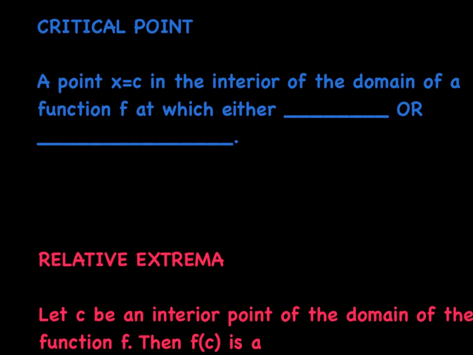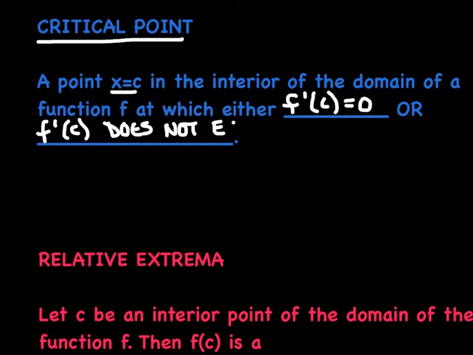First of all, our definition for a critical point. What is a critical point? Well, it's any point, we'll call that x equals c, in the interior of the domain of a function at which either the first derivative equals 0, aka the slope is 0, or the first derivative does not exist. If either one of these two things is true, then we'd say there's a critical point at c.